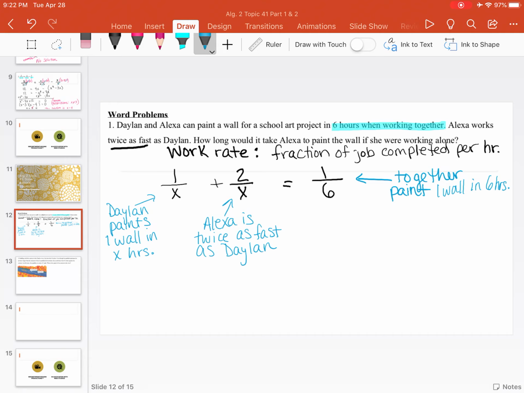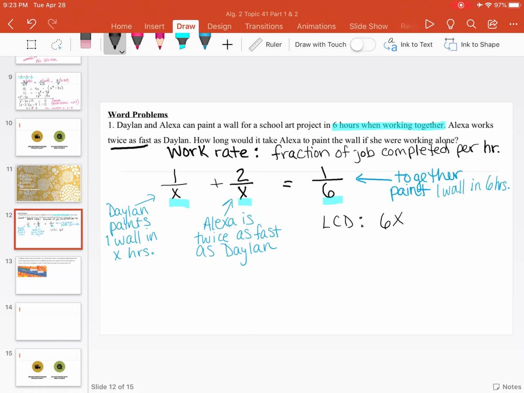Now, just like in part 1 where we were given an equation, we also need to identify what the least common denominator is. So the least common denominator here is, we have to take into account our x, but we also have to take into account our 6. So the least common denominator is 6 times x, or 6x.